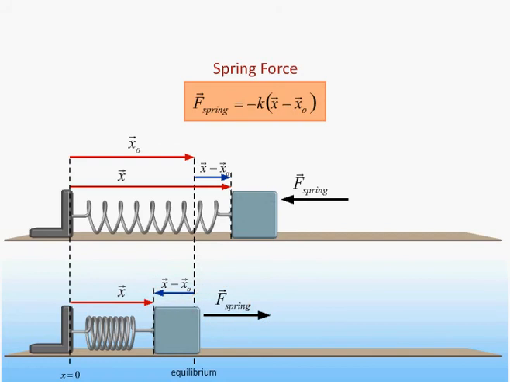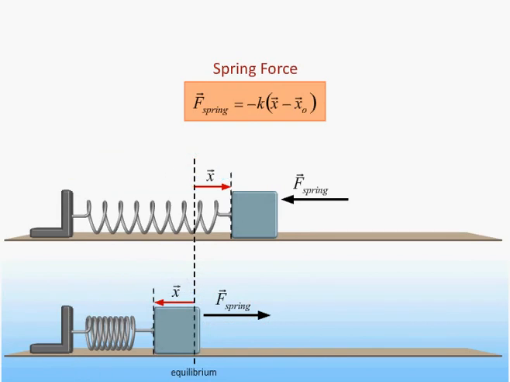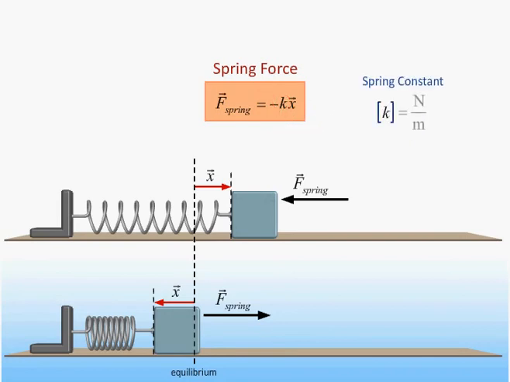Since the force exerted by the spring is always directed towards its equilibrium position, we call this force a restoring force. If we define the origin of our coordinate system to be at the equilibrium position, then our force equation simplifies to F is equal to minus kx. The symbol k stands for the spring constant of the particular spring and is a measure of its stiffness. The units of k are newtons per meter. A large value of k means that a small deformation results in a big force.